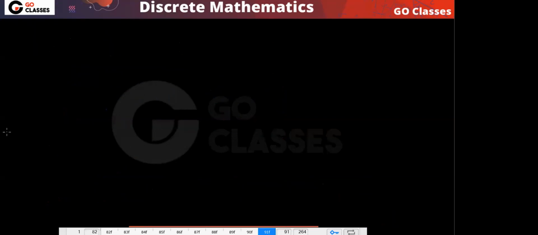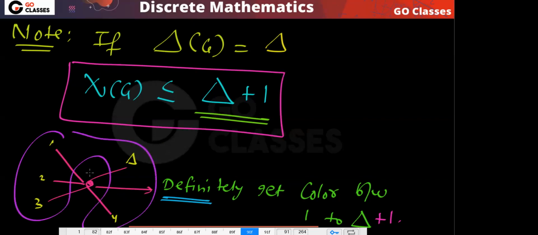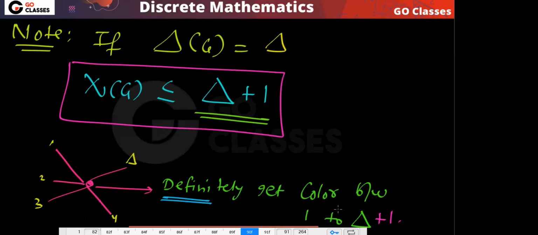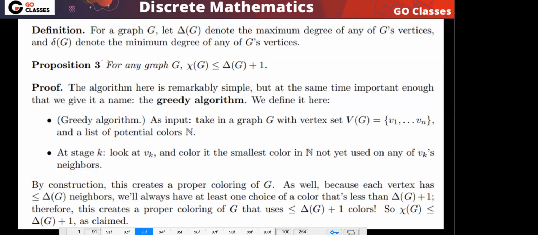Okay. So from the greedy algorithm, very simple. This point is very simple because in the worst case, all the neighbors can have different colors. Then in this case, definitely you will get a color from 1 to delta plus 1. Sometimes you can use this: if you know the maximum degree, then you can guarantee that the chromatic number will be less than or equal to delta plus 1. So this is the idea. For any graph, remember, the chromatic number will be less than or equal to delta plus 1.